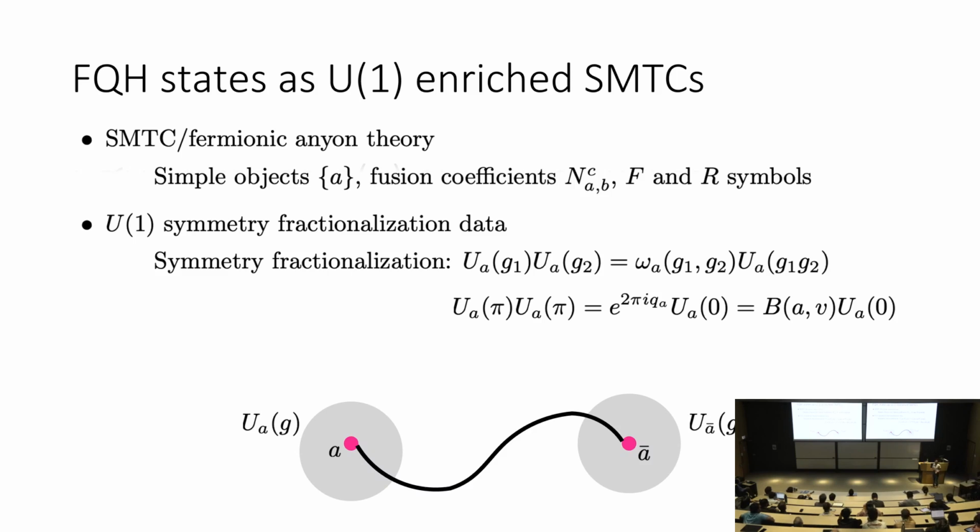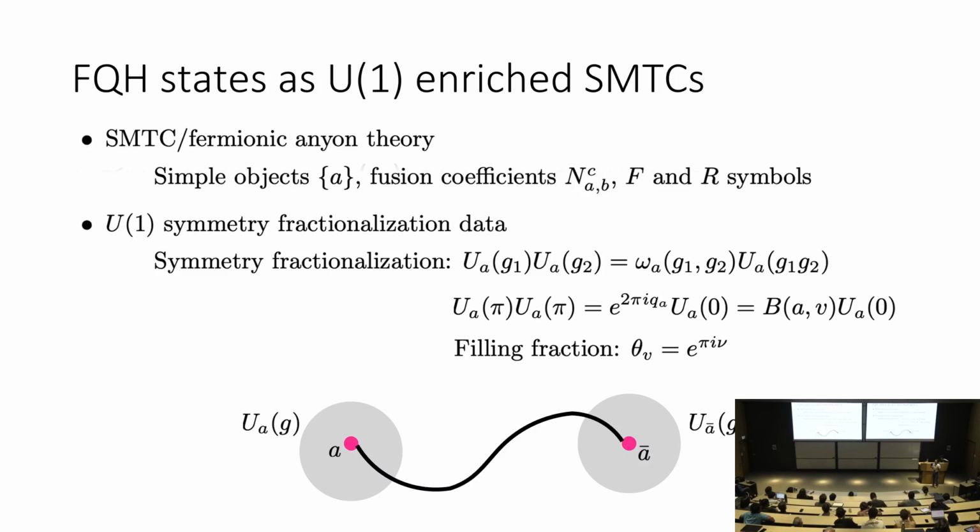In the condensed matter literature, people call it the vison. Because it is given by braiding with this abelian anyon, and if my group is U(1), I can apply a pi rotation twice, and that should pick up the charge of this anyon. And because this braiding can be non-trivial in general, the charges can be fractional.